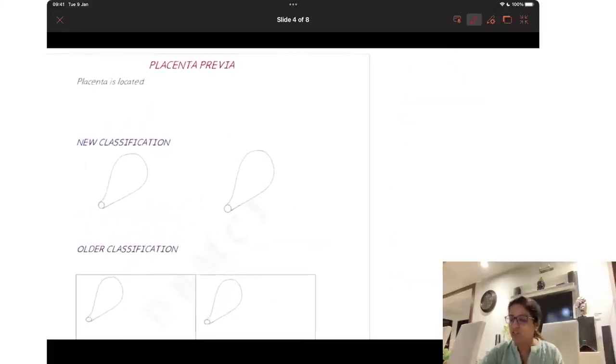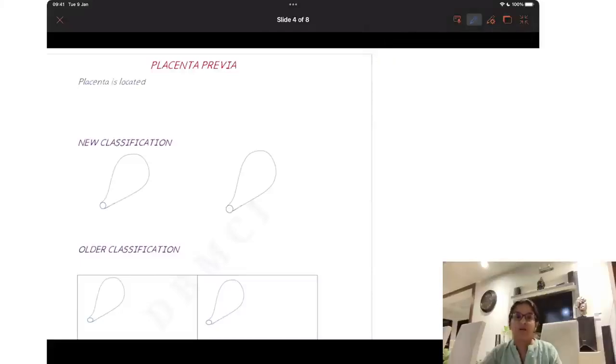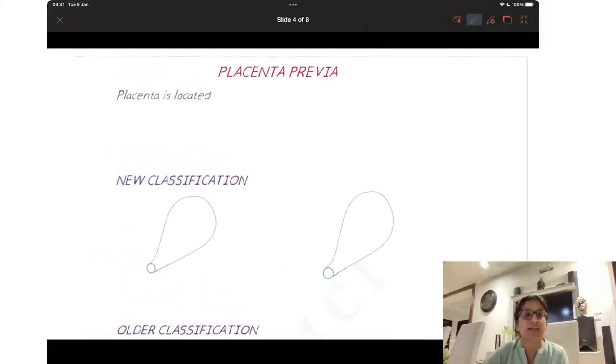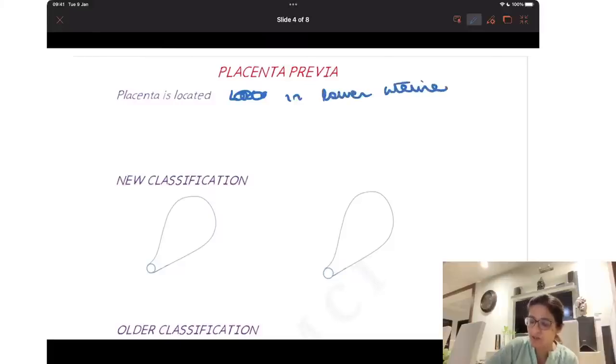Now, quickly let us talk about placenta previa. Where is the placenta located in case of placenta previa? It is located in the lower uterine segment. Now, एक older classification है placenta previa का, and now there is a new classification for placenta previa. You have to know both of them.